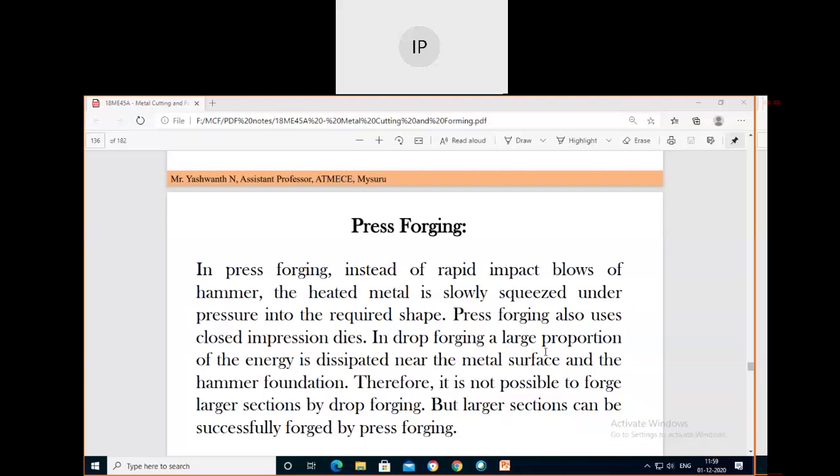In drop forging, a large proportion of the energy is dissipated near the metal surface and the hammer foundation. Therefore, it is not possible to forge large sections by drop forging. It is only suitable for certain products. But larger sections can be successfully forged by using press forging.